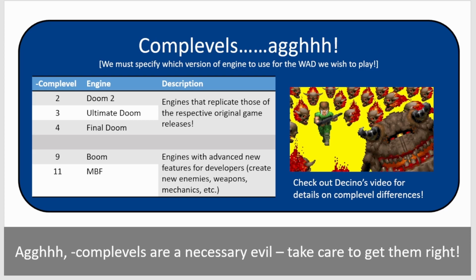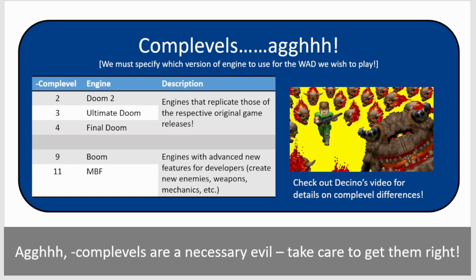Now, each one of those engines replicates the respective original game that was released. So if I tell PrBoom Plus I'm setting the comp level parameter to 2, I'm saying of all the game engines that you can emulate, I want you to emulate the original release of the Doom 2 engine. And when it does that, I can play maps or WADs that were designed to be played on the Doom 2 engine.